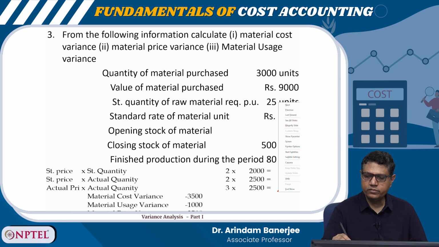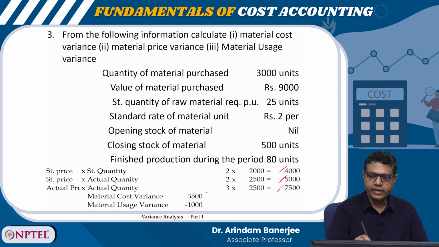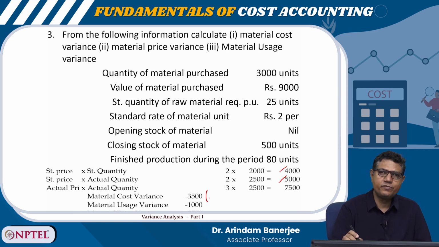So, I can now calculate it like this: material cost variance, as we know, it is the standard price into standard quantity minus actual price into actual quantity. So, it is 4000 minus 7500. So, it is, of course, adverse, right. So, the difference between the two is 3500 adverse, right.